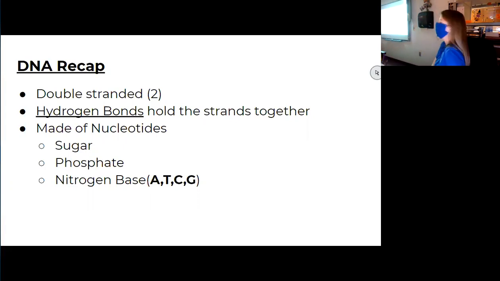Okay, so remember DNA is double-stranded. Hydrogen bonds hold those two strands together. It's made of nucleotides, which are the monomers, okay? And a nucleotide is made of a sugar, a phosphate, a nitrogen base, and those A, T, C, and G are the 4 nitrogen bases.